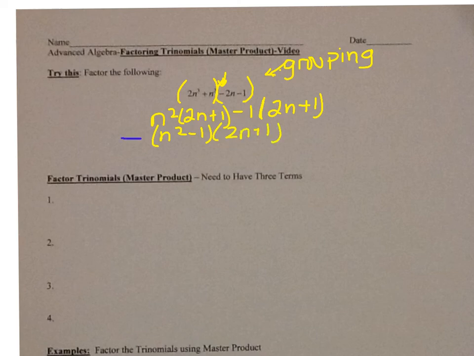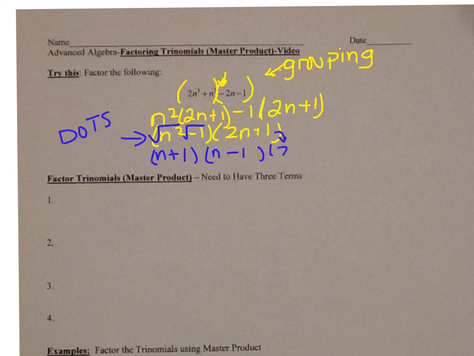And then I notice here that I have a difference of squares. So I'm going to factor again. 2 parentheses. Remember, the signs are different. Square root everything. Square root of n squared is n. Square root of 1 is 1. And then don't forget to bring this guy down, 2n plus 1.